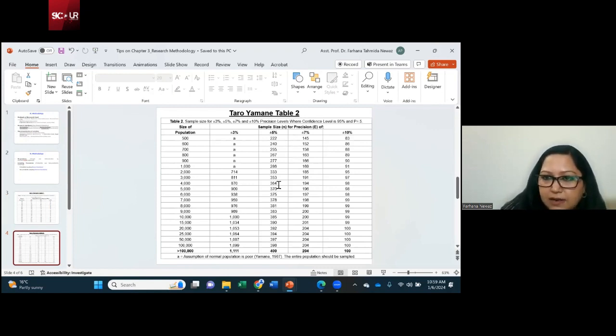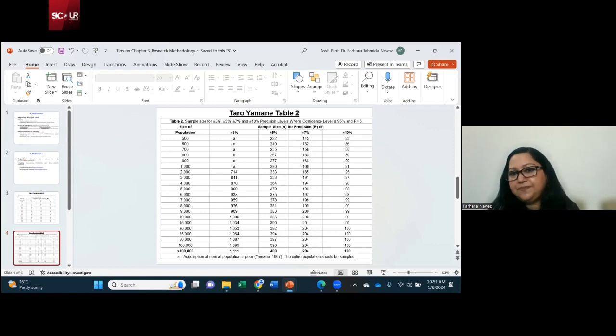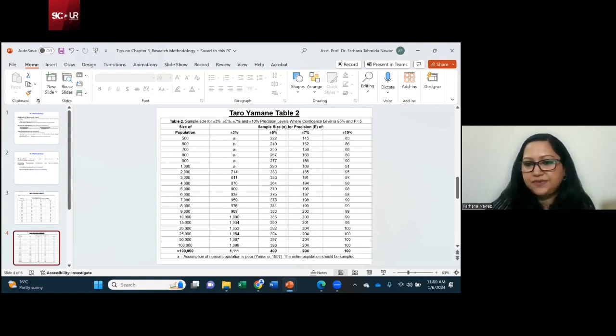1111, then at a 95% confidence level, it will be 400. Still, 400 will be too many for you, right? Even if I just go for a 93% confidence level, 204 should be fine. Even if you are not getting to 204, then just go for using the justification with a 10% interval level or 90% confidence level.